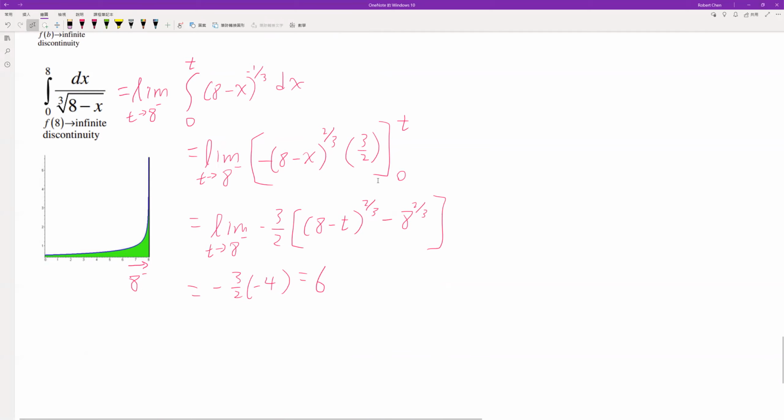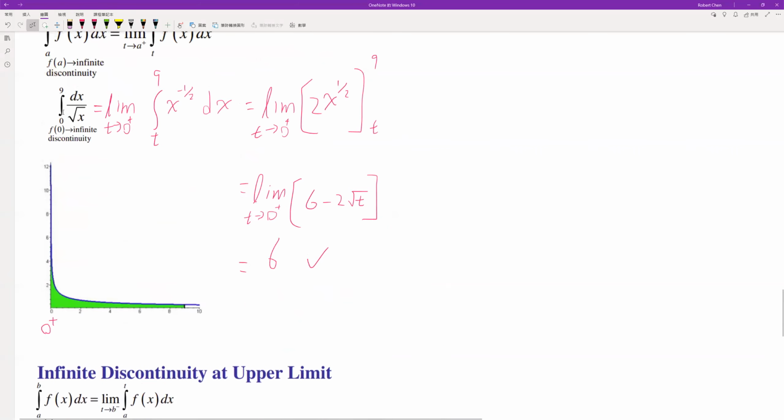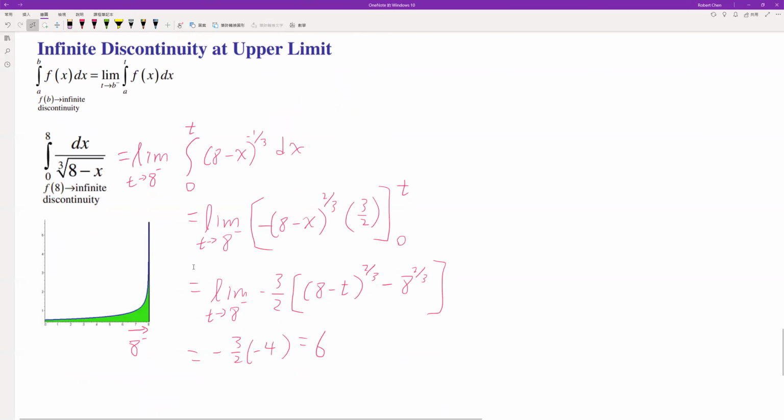Similar to when the bound is infinite, but the tricky part here is you have to be very careful. If it's the discontinuity at the lower limit, then we are approaching from the right, like that. But if the discontinuity is the upper limit, then we're approaching from the left, like that. Okay, so be very careful of where you take the limit from.